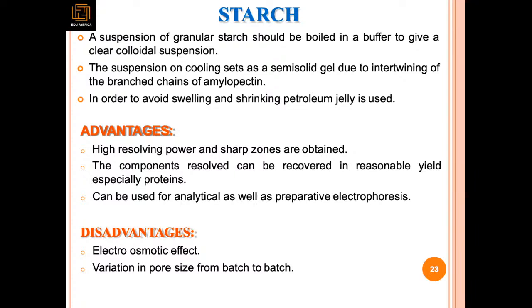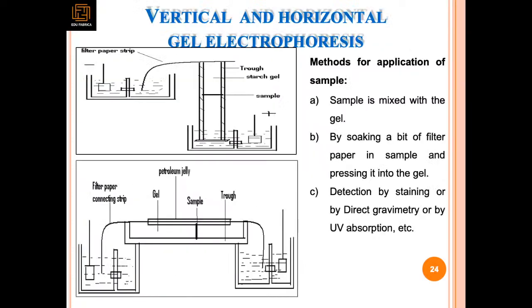Advantages are that they have quite high resolving power, sharp zones are obtained, and the resolved components can be recovered in reasonable yields, especially proteins. And they can be used for analytical as well as preparative electrophoresis. Disadvantages are their electroosmotic effects and variation in pore size from batch to batch.